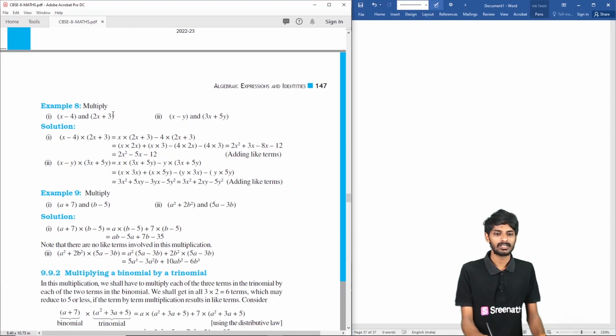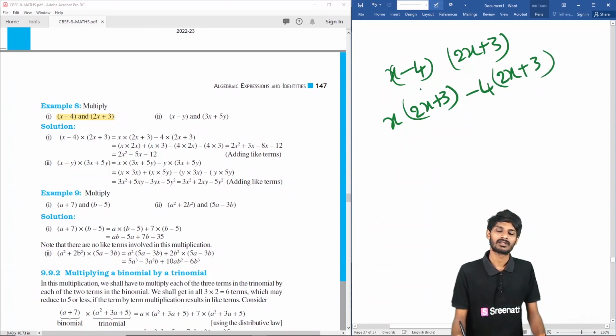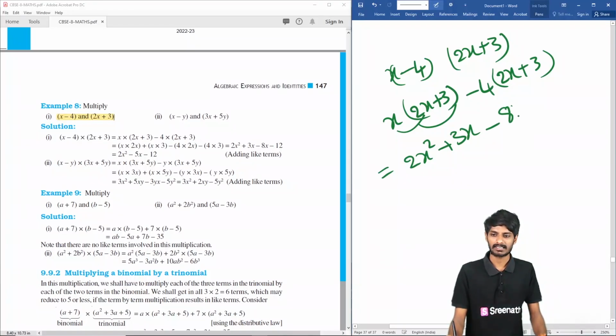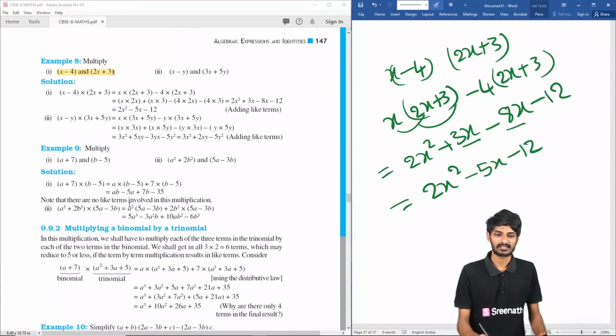And I will explain this multiplication and you will do this. There is x minus 4 multiplied with 2x plus 3. The process I have told you: first x into 2x plus 3 and minus 4 into 2x plus 3. Now this is the multiplication. x into 2x is 2x square, plus 3 into x is 3x, minus 4 into 2x is 8x, and minus 4 into 3 is 12. Next, here 2x square, and 3x and minus 8x are like terms, so it is minus 5x, and minus 12. That's it, students.